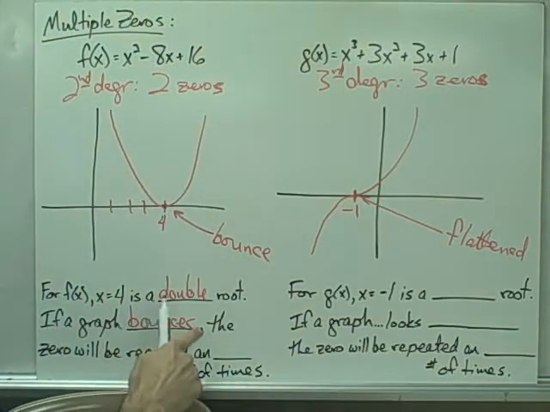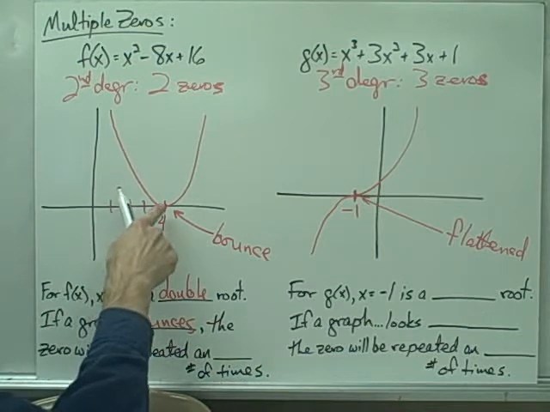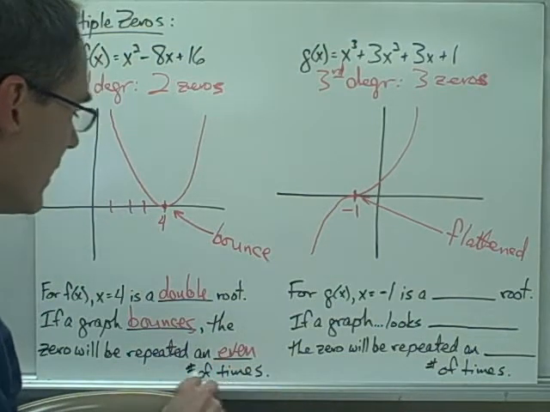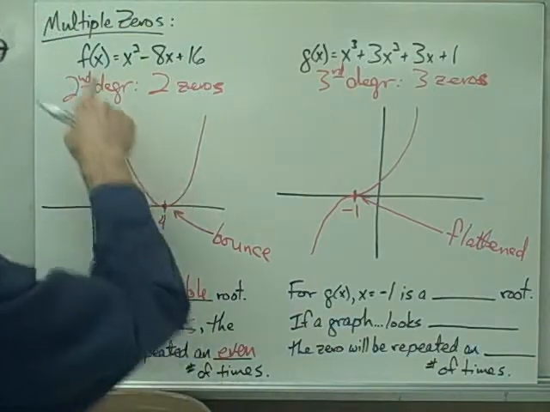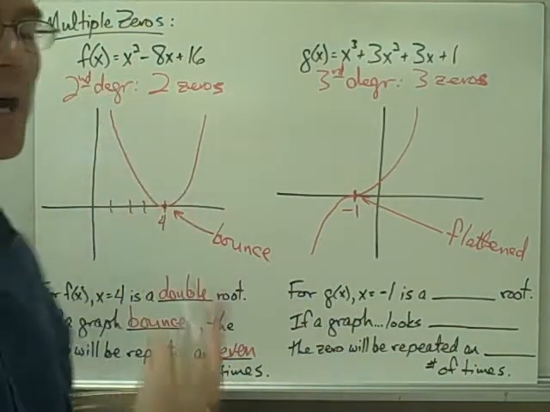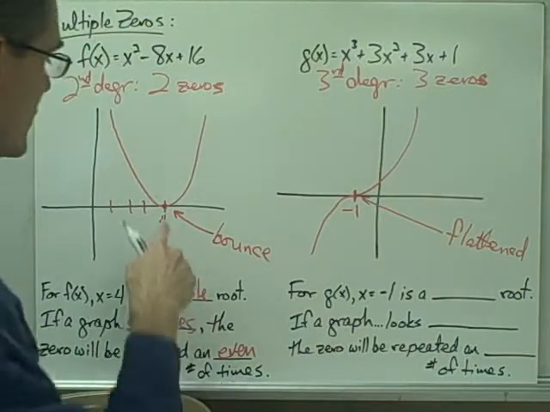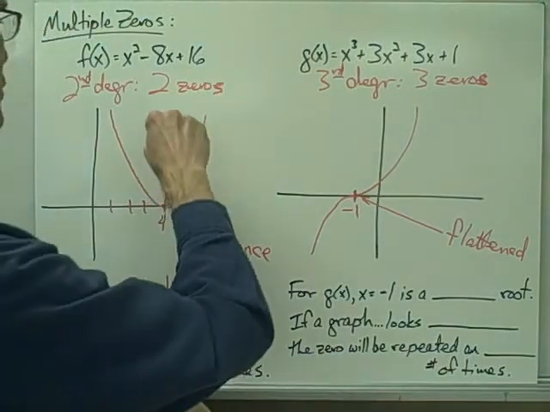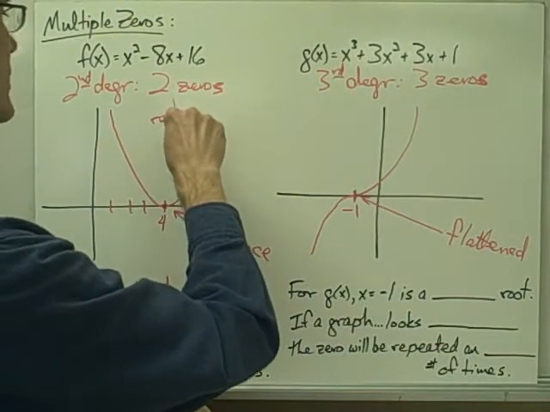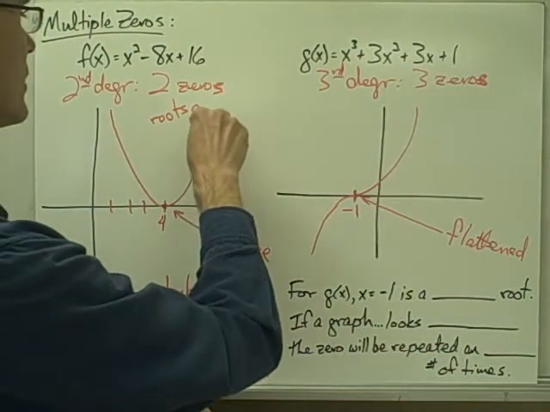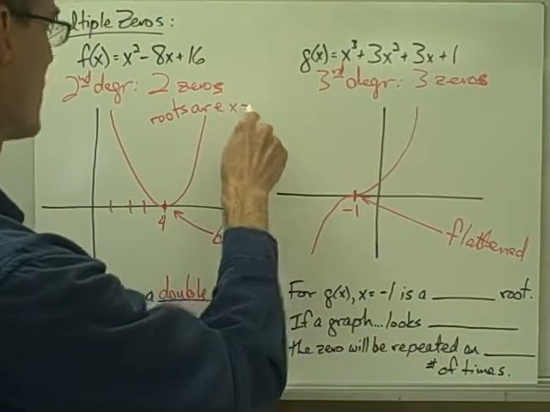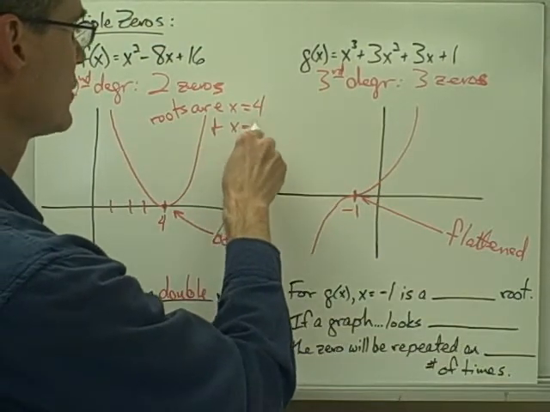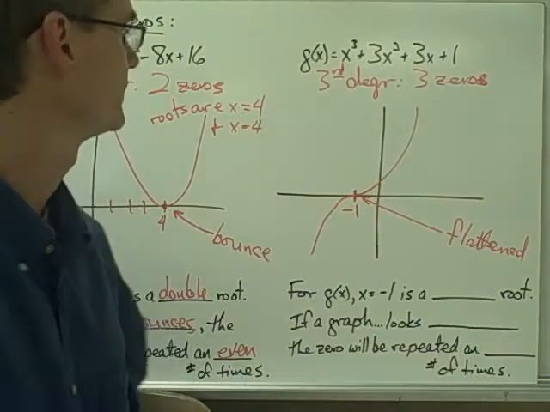If a graph bounces off the x-axis, the 0 at that point will be repeated an even number of times. So, since this is a second degree polynomial, and I know it has to have two roots, this root right here is called a double root, which means that the roots for this particular polynomial are, we say, x equals 4 and x equals 4, a double root.